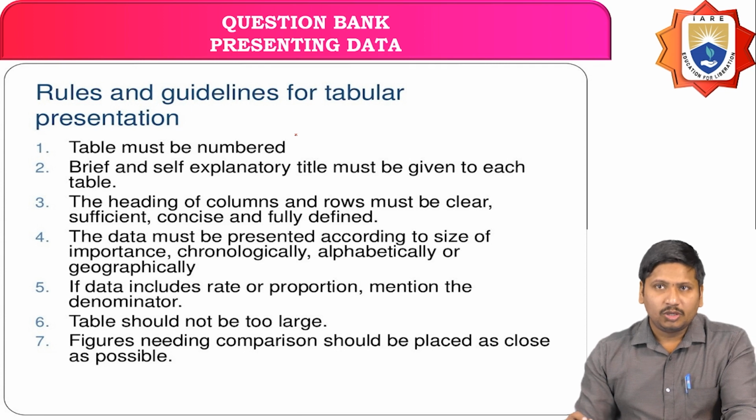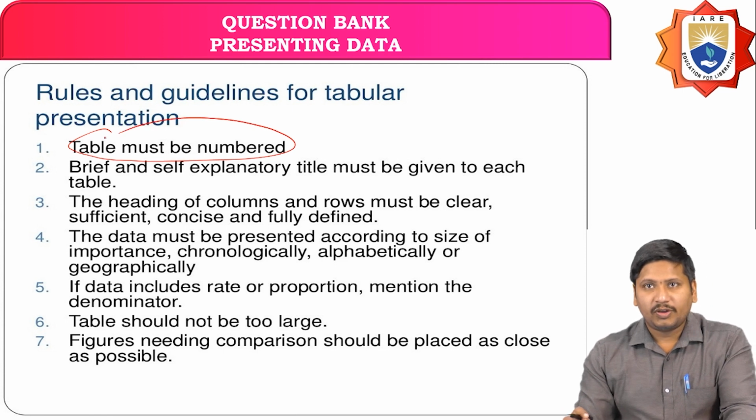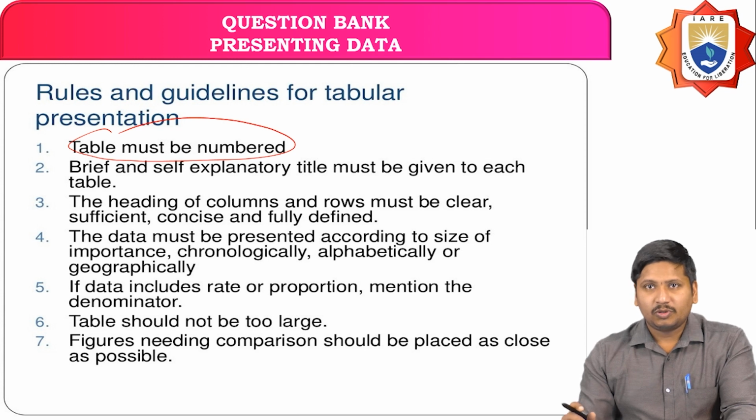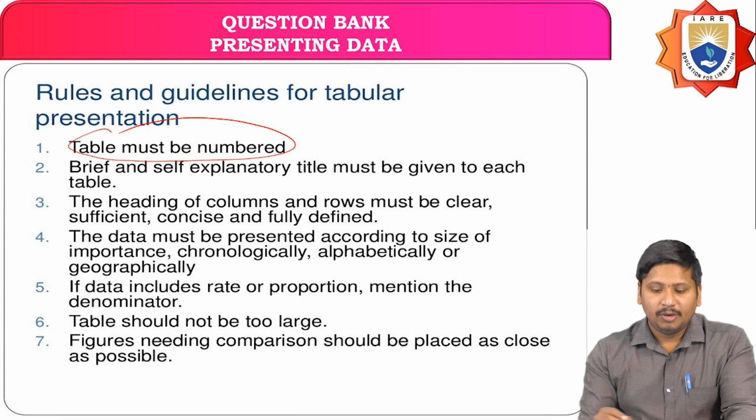What are the rules that have to be followed for presenting the data? The first thing is that the table must be numbered. If I take any application, there may be around 20 to 30 tables, and we would be unable to tell which table is the first one and which is the second one. So it is better to number the tables, and a brief and explanatory title must be given to each table.